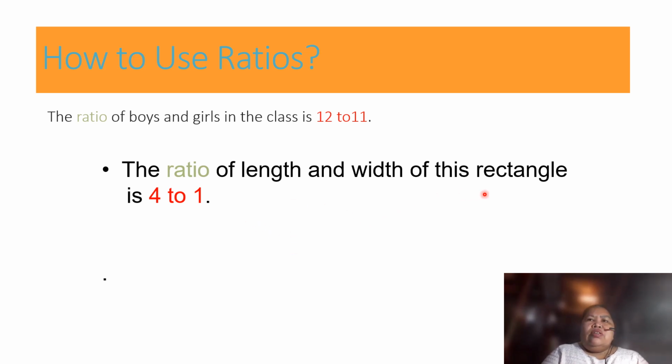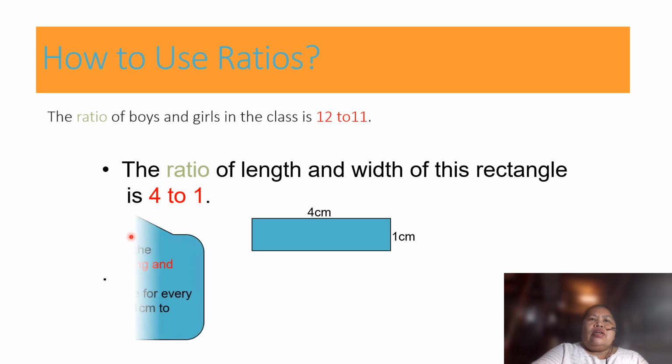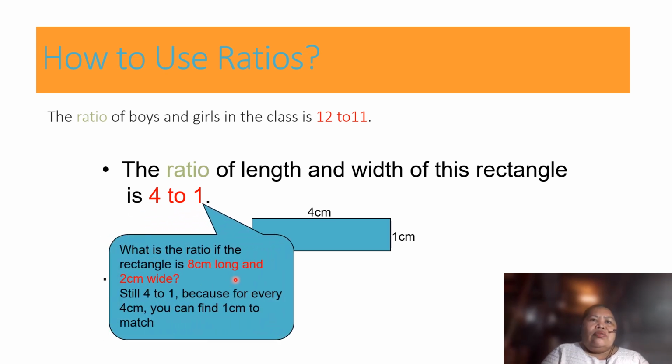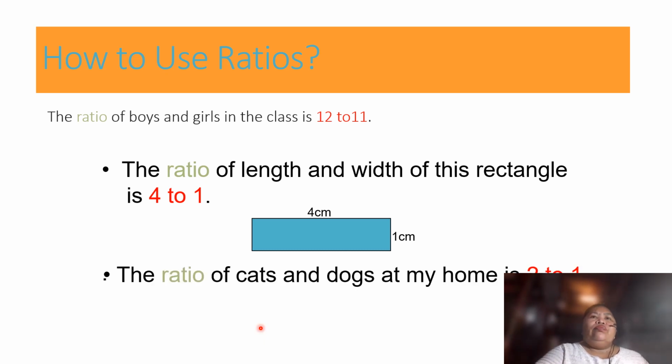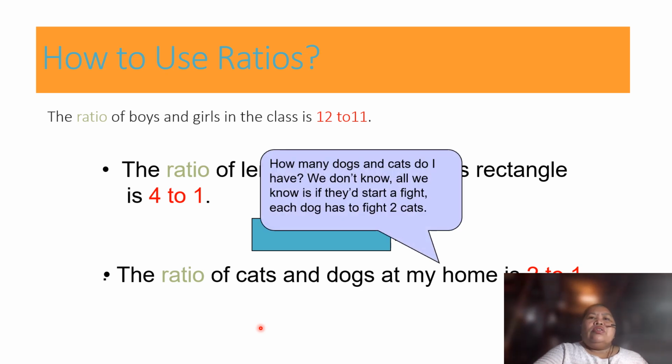The ratio of length and width of this rectangle is 4 to 1. If a rectangle is 8 centimeters long and 2 centimeters wide, it's still 4 to 1, because for every 4 centimeters, you can find 1 centimeter to match. The ratio of cats and dogs at home is 2 to 3. How many dogs and cats does one have? We don't know exactly, but it starts from 2 dogs to 3 cats.